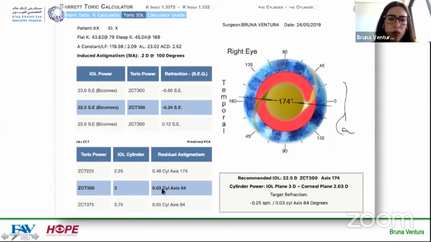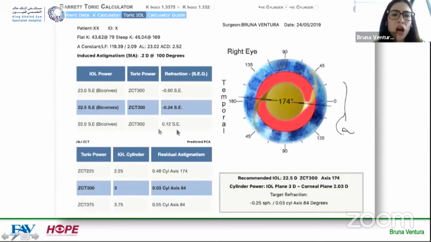Usually we choose the one closest to 0 without flipping the axis. And in this place above, the calculator already automatically puts the one that's closest to 0 from the table below. But if for any reason the surgeon wants to choose another one, you just change it in your planning when you're asking for the lens.